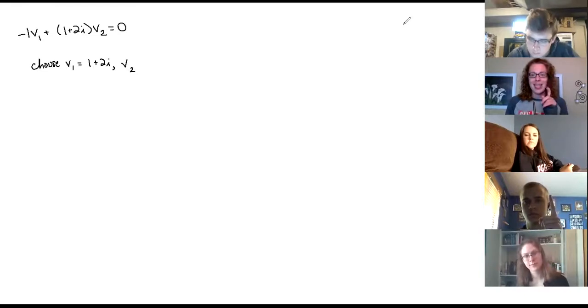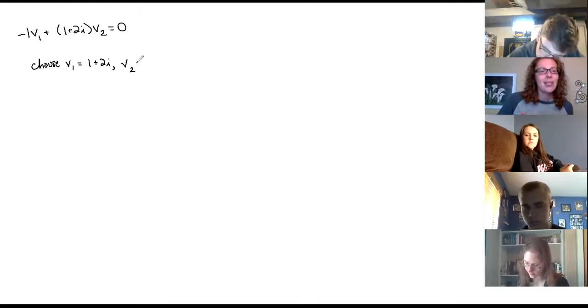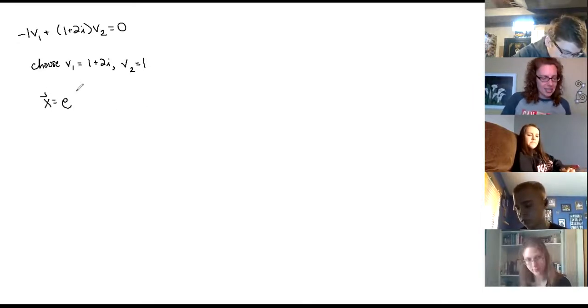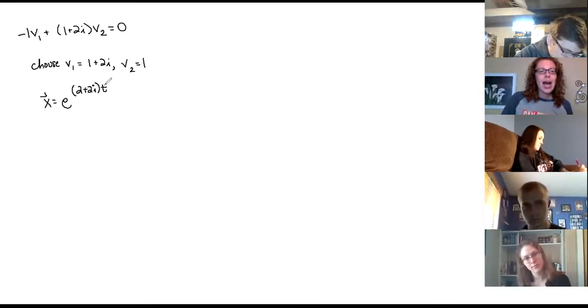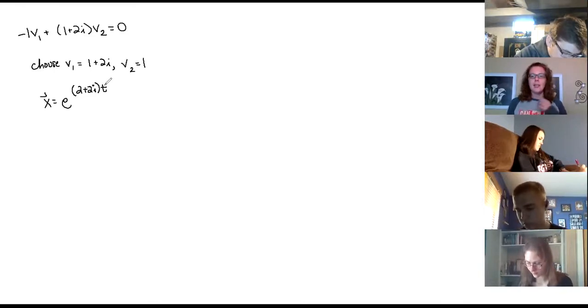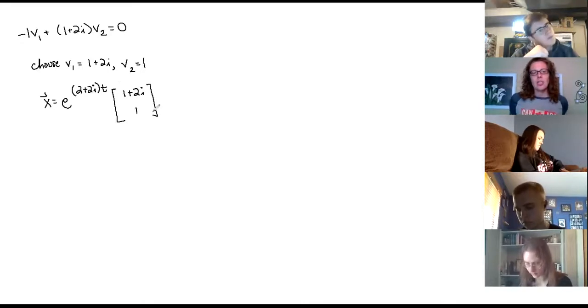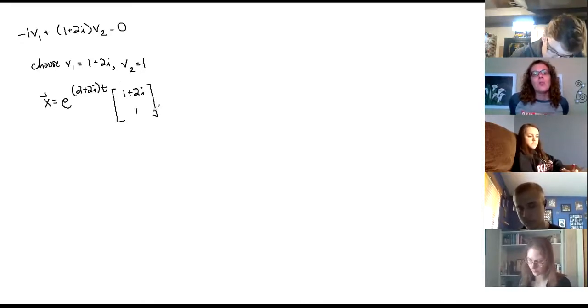We've got ones, yes, 1. V2 is going to have to equal 1 to make that work out. So V2 equals 1. All right, so my vector x is e to the (2 plus 2i)t, that's my e to the lambda t, times (1 plus 2i, 1). e to the (2 plus 2i)t times (1 plus 2i) and then 1.